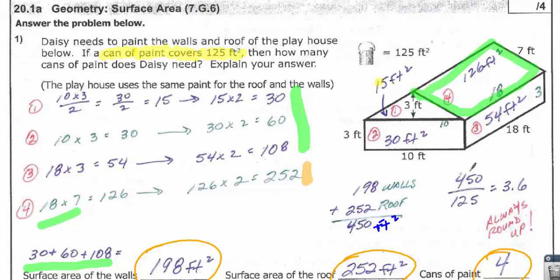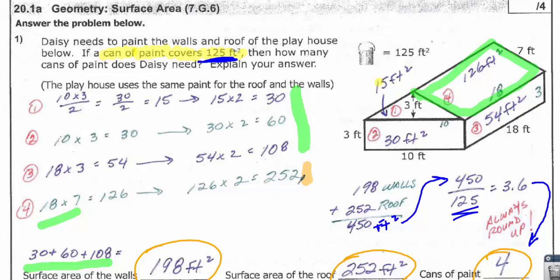We divide that, 450, take that right up here, divide it by the 125, because that's what they told us right back here in the problem. Every can covers 125 square feet. We get 3.6. That has to round up to 4 cans.